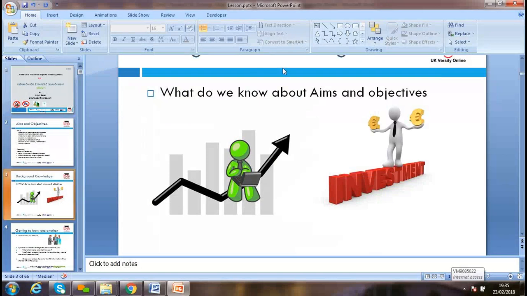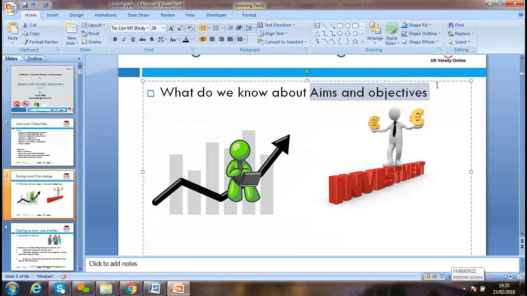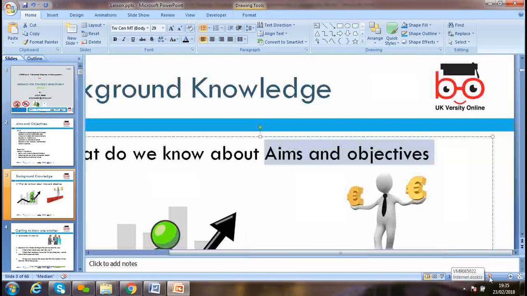Okay, Umar, what is the difference between aims and objectives? Aims are for shorter terms. Aims are used for shorter terms, and objectives are for long terms. So it's slightly different. Aims is what we really want to do. Objective, what we really want to achieve.